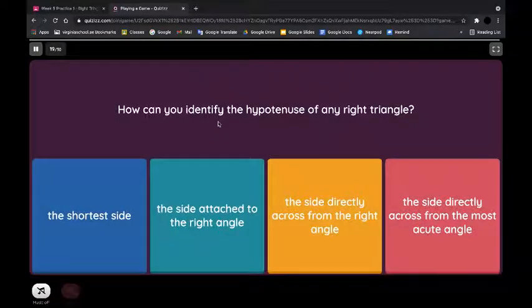How can you identify the hypotenuse of any right triangle? So we have four options here. The shortest side, no, it is the longest side. The side attached to the right angle, no, because that is the adjacent side or the leg. The side directly across from the right angle, yes. The side directly across from the most acute angle, no.